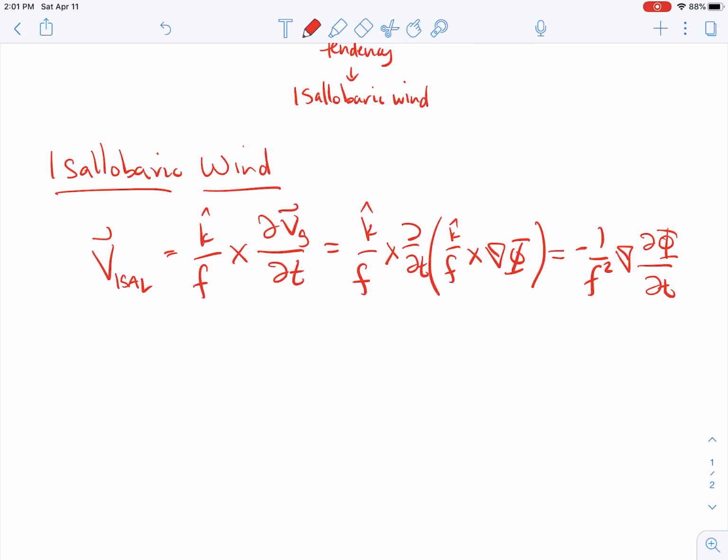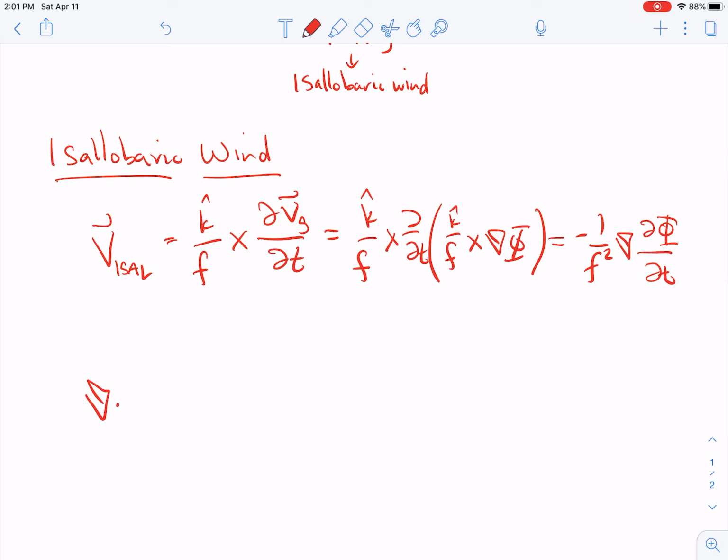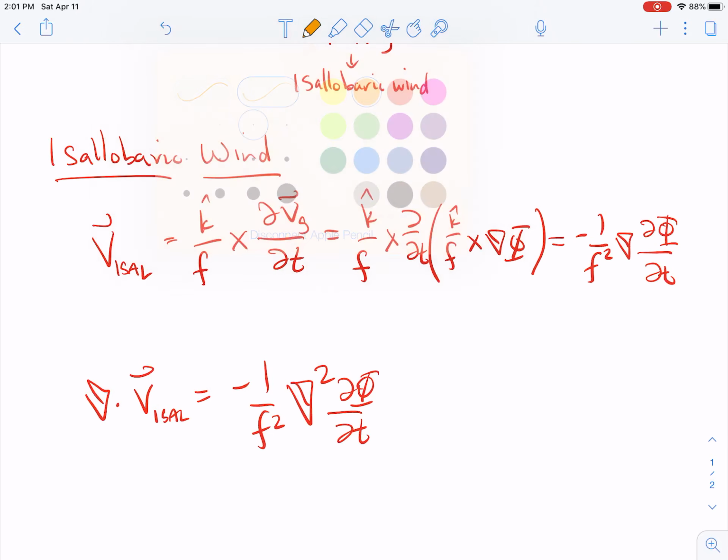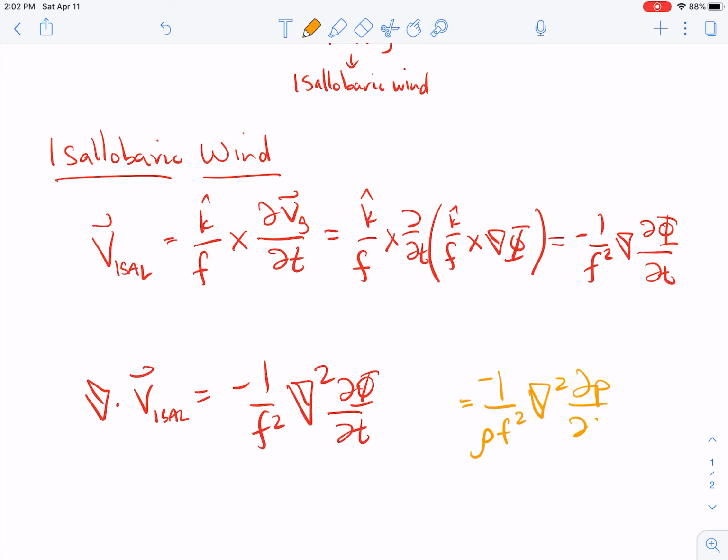And so if we go ahead and take the divergence of our isobaric wind, we're going to take del dot V_isallobaric, such that we're going to get minus 1 over f squared del squared d phi/dt. And again, what is d phi/dt? Right? This is chi. This is our height change. We could also do the same thing for pressure falls. And so we could make a similar argument and say it equals minus 1 over rho f squared, if we're going to do our conversion properly, del squared dp/dt.